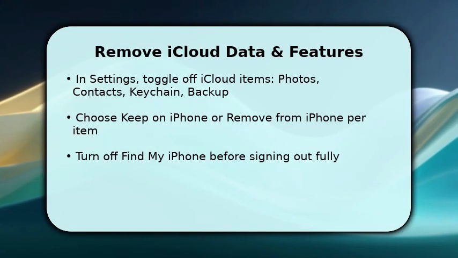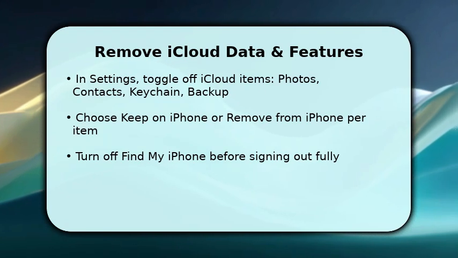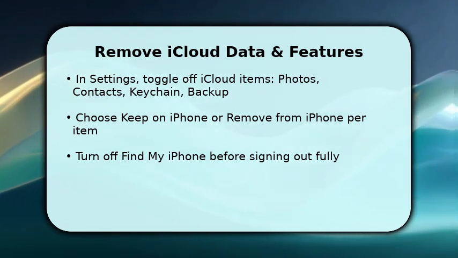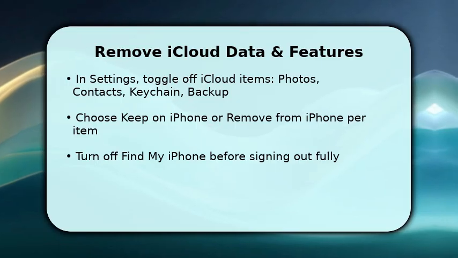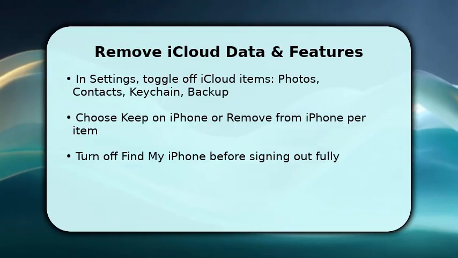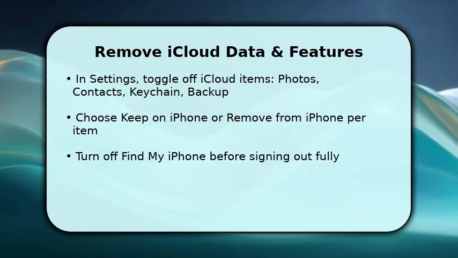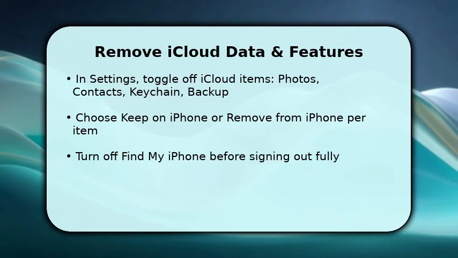Once signed out is underway, go through the iCloud toggles and disable services you want removed from the phone: Photos, Contacts, Keychain, and iCloud Backup. Make intentional choices. Choose Keep on iPhone if you want local copies, otherwise remove from iPhone to clear cloud-linked data.